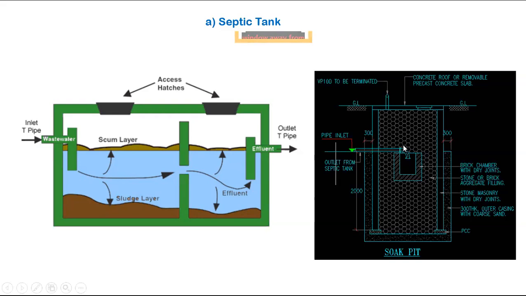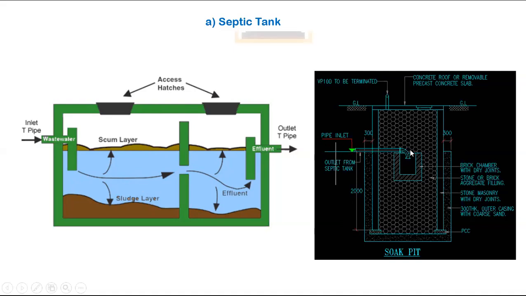This water will enter the soak pit. In this soak pit, the water will soak and pass into the natural earth. For cleaning purposes, for removing the water and all, we have to provide access holes, access manholes. We also have to provide a vent hole. In the soak pit also, these materials will be there.